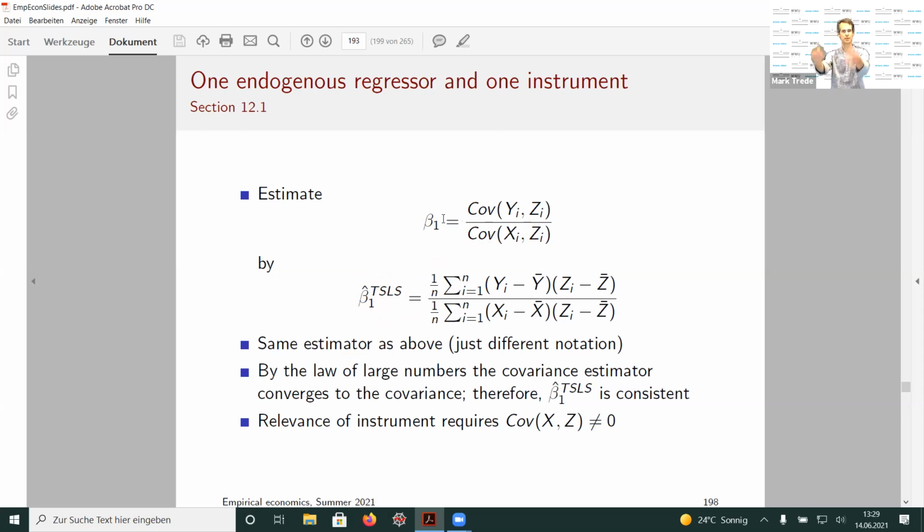If our sample size gets larger and larger, in the end, we will be very close to the true value. Okay? And we have seen that both assumptions for instruments are really necessary. We have seen that we do need the relevance assumption. Otherwise, this covariance in the denominator would be 0, and beta 1 would not be defined. And we need the assumption that the instruments are exogenous, meaning that they are uncorrelated with the error term.